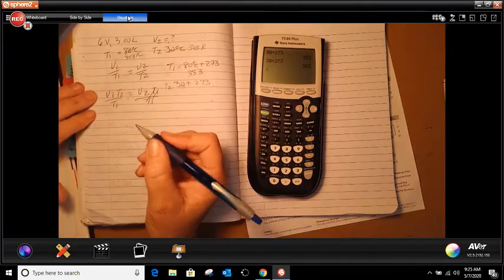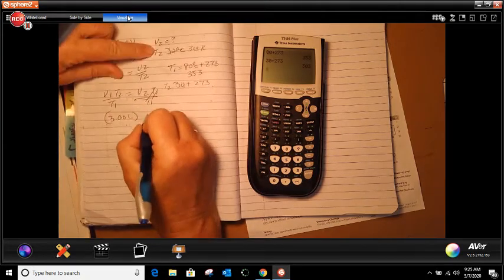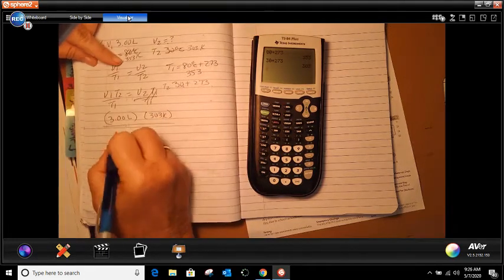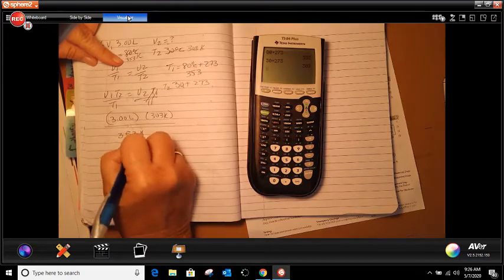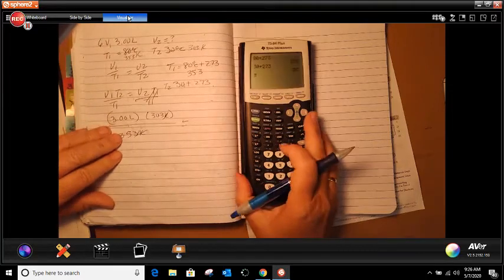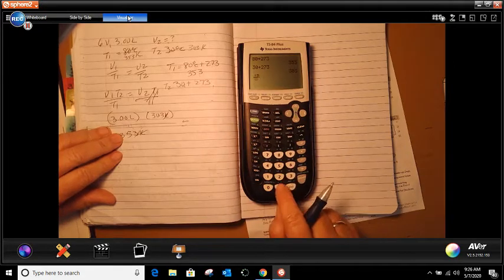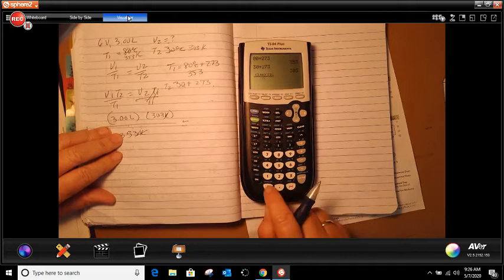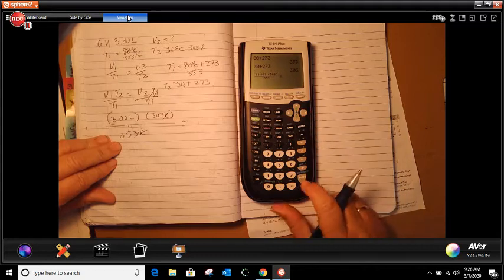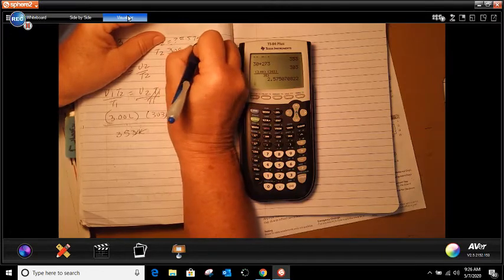Next thing I'm going to do is plug and chug. So I've got 3.00 liters. I'm going to multiply that by 303 Kelvin, and divide that by my T1, which is 353 Kelvin. So K and K cancel out, and L is what I'm going to have for my answer. So I'm going to do Alpha Y, enter. Open bracket 3.00, close bracket, open bracket 303, close bracket, down 353, over, enter, and I get 2.57507.